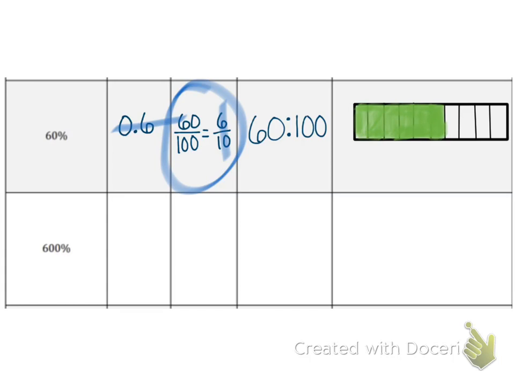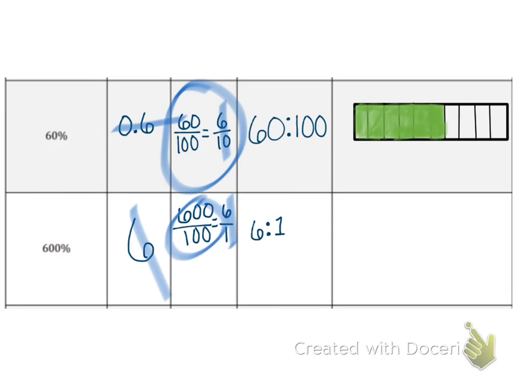We have 600%. That would just be 6 wholes, and let me show you why. Because we have 600 over 100, and that reduces to 6 over 1. And 6 over 1 is the same as 6. So that's why 600% is just 6. And the ratio would be 6 to 1. And I would just need to do 6 wholes, right? 6 is 6 wholes. So I have 6 wholes here.